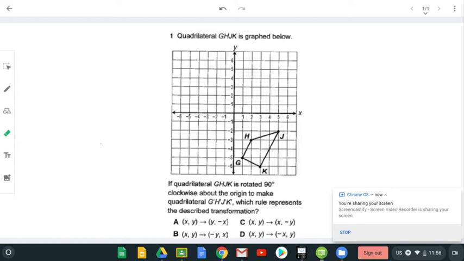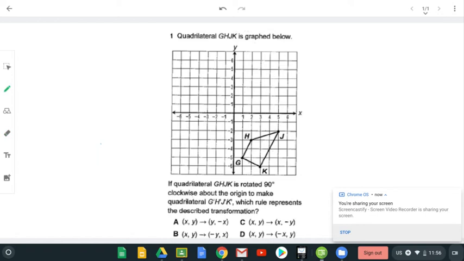So it says quadrilateral GHJK is graphed below. If quadrilateral GHJK is rotated 90 degrees clockwise about the origin to make quadrilateral G prime, H prime, J prime, and K prime, which rule represents the described transformation? All right. So here's what we want to make sure that we take a look at.